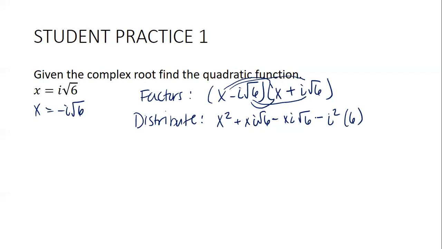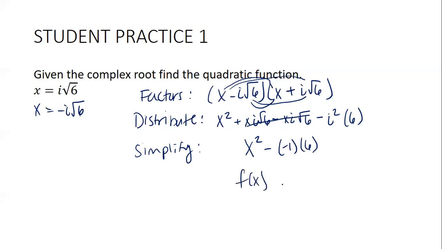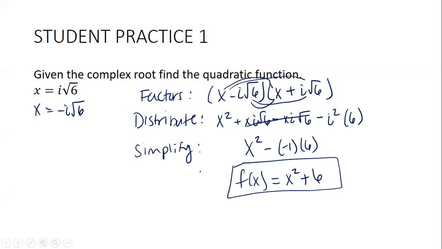What happens to the middle term? Cancels out. And now I'm going to simplify. So when I simplify, I'm left with x squared minus negative 1 times 6. A negative times a negative makes a positive. So my original function was f of x equals x squared plus 6. How'd we do? Okay. Not terrible, right?